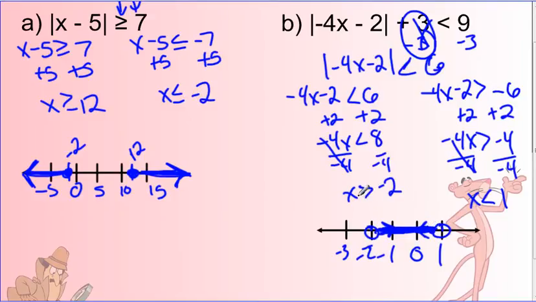Because I'm looking at anything that's greater than -2 and less than 1. That's all this stuff in between. So 0 would be a solution. -1 would be a solution. -1.5 would be a solution. -2 would not be a solution.